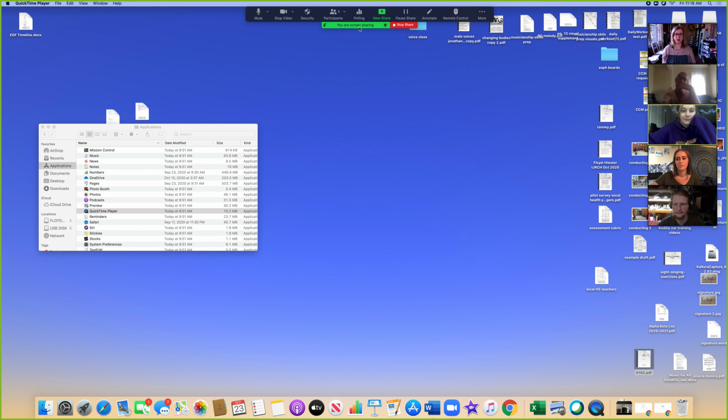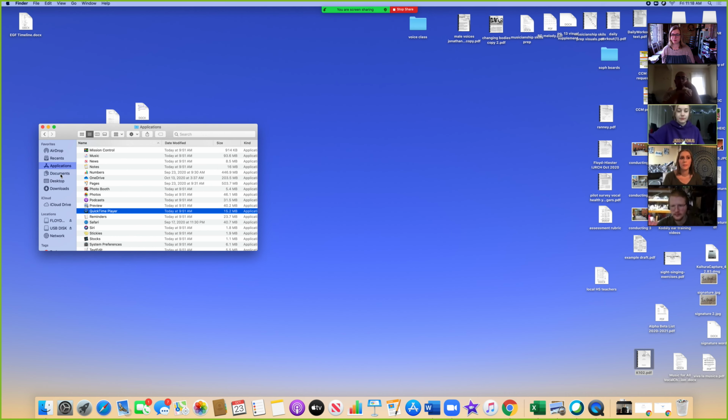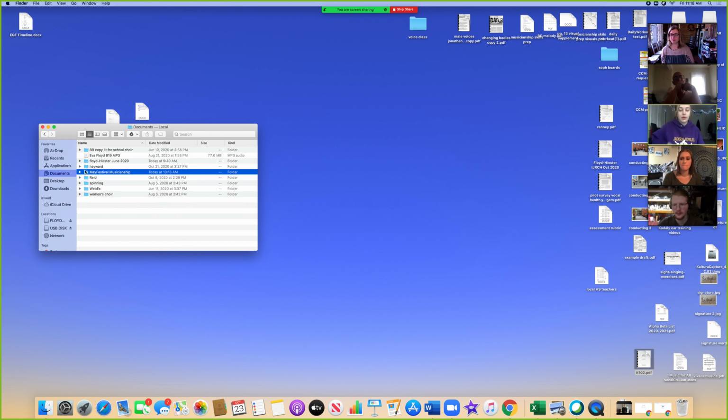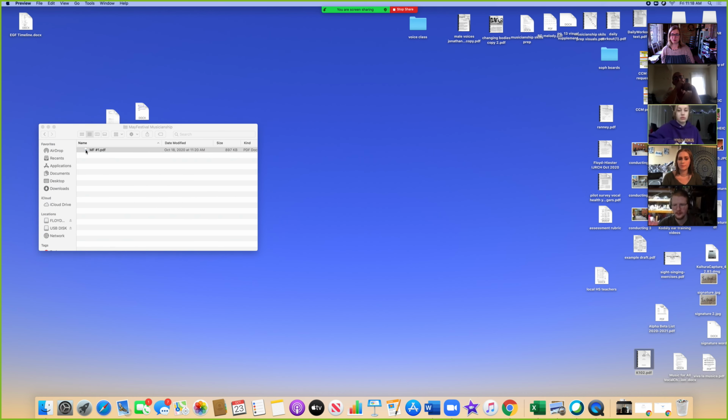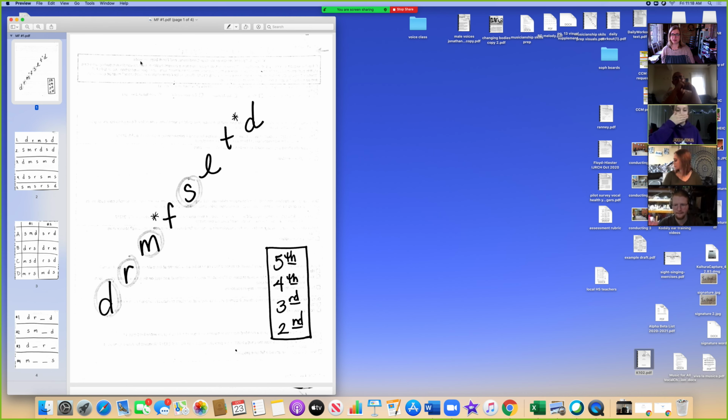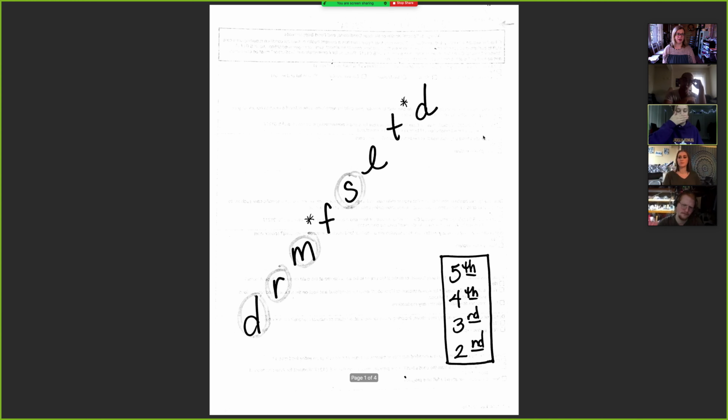...and get the visual up for you to see. Right, okay. Can everybody see this visual okay? All right, great. So you see here that we have our scale with 4 of the pitches highlighted. And those are the 4 pitches that we're going to be working with today in our lesson.